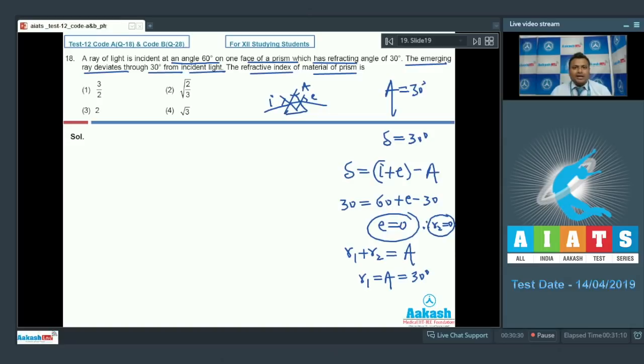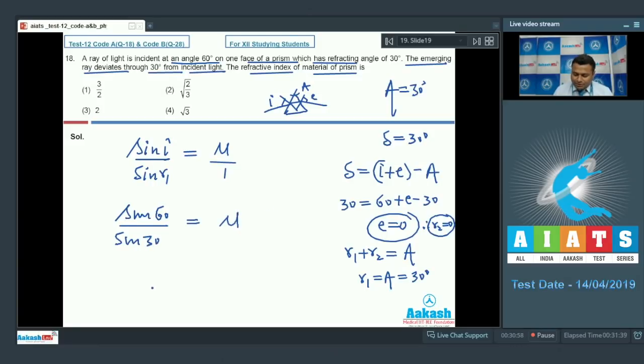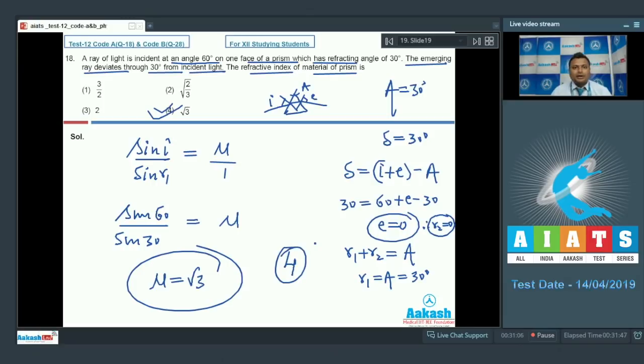Now let us apply the Snell's law at surface 1 or interface 1. According to Snell's law, sine of incidence upon sine of refraction r1 will be given by refractive index of the second medium, that is refracting, upon incident, that is air here, so mu by 1 we can write. Sine i, sine 60, divided by sine r1, that is sine 30, equals mu, and after solving we get the value of mu as root 3. So we can say that option number 4 is absolutely correct. We'll go with option number 4 only.